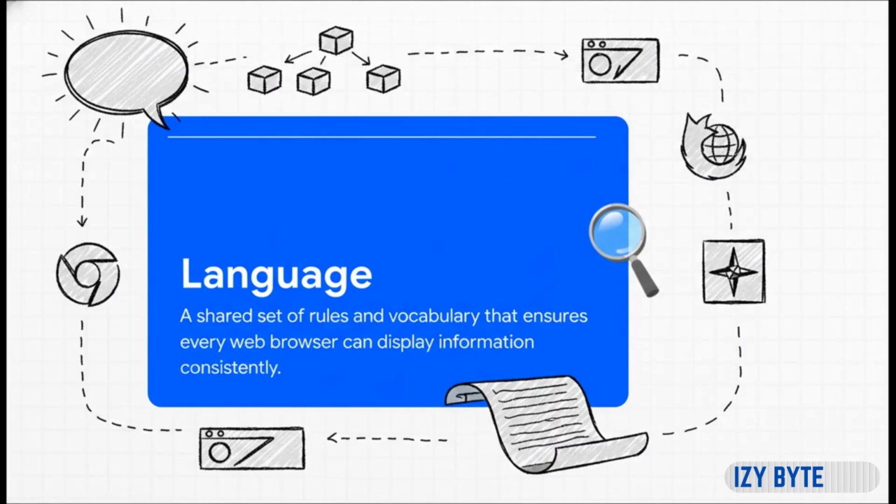And finally, we have the L for language. And it really is a language. It has a shared vocabulary and a set of rules that all browsers, and I mean all of them, have agreed to understand. And this is so important because it's the reason a website looks and works the way it's supposed to. Whether you're on Chrome or Firefox or Safari, it's our universal translator.